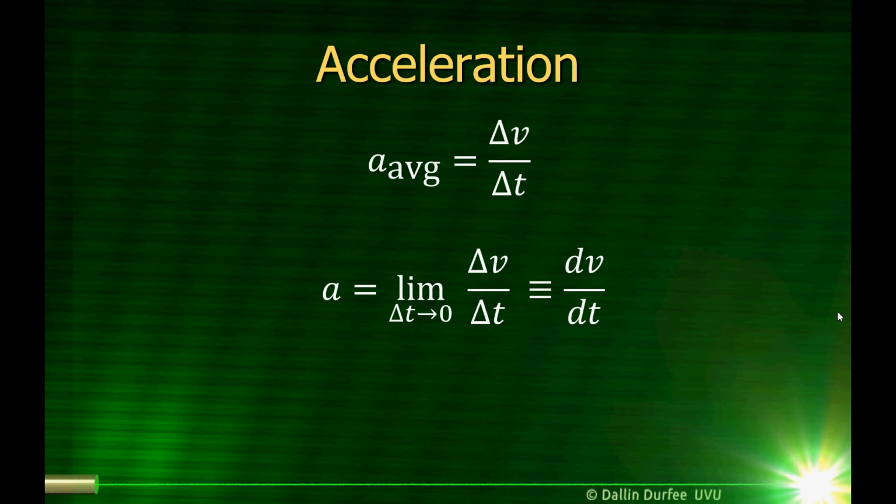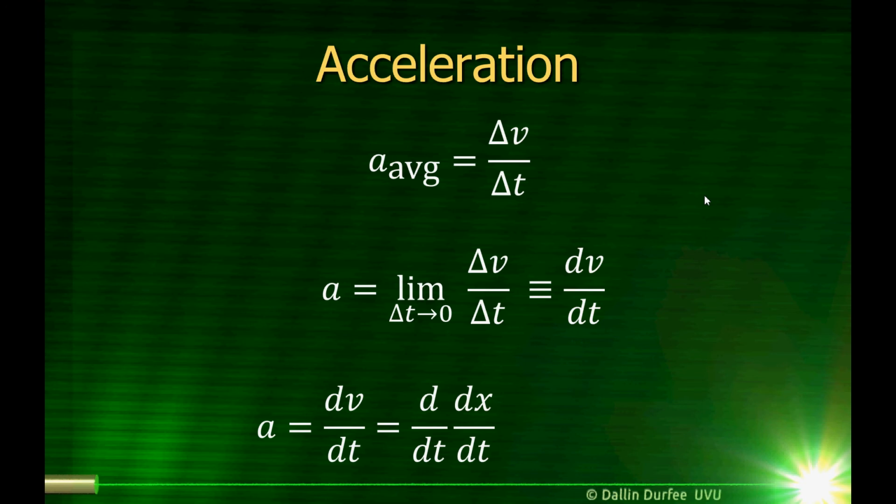Now, acceleration is similar. Velocity is the rate of position change with respect to time. Acceleration is the rate of velocity change per unit time. The average acceleration is just how much the velocity changes divided by the time it took. And if you take the limit as delta t goes to 0, you're going to get the instantaneous acceleration, which is the derivative of the velocity. But since the velocity is just the derivative of x with respect to t, acceleration is also the second derivative of x with respect to time. So it's the first derivative of velocity or the second derivative of x with respect to time.